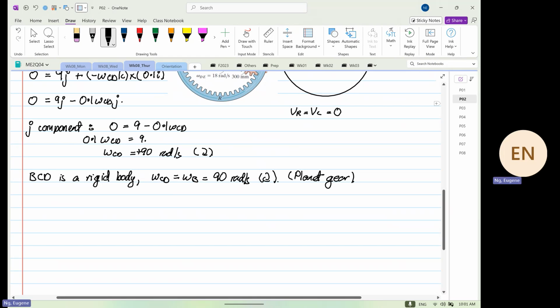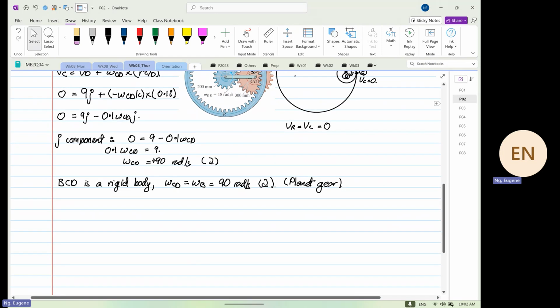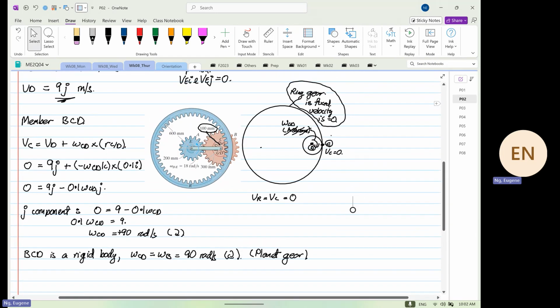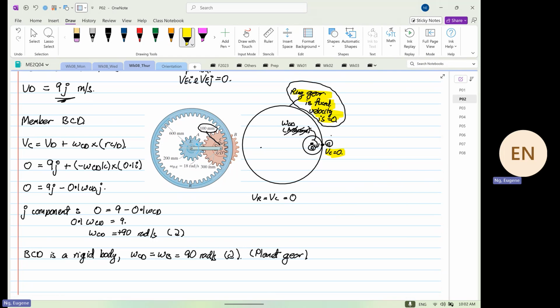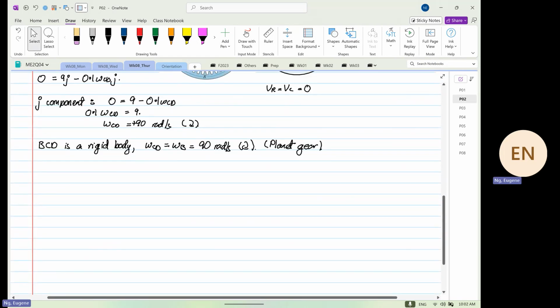So it's not difficult, is it? The only thing that you have to remember is this boundary condition over here. Anything that is fixed, the velocity is 0, and VC is equal to 0 because at this instant, point C is meshing with the ring gear, so the velocity has to be equal to 0. If velocity at C and the ring gear are at different velocities, you saw the animation, the gear will be damaged. Next, we are going to look at the sun gear.